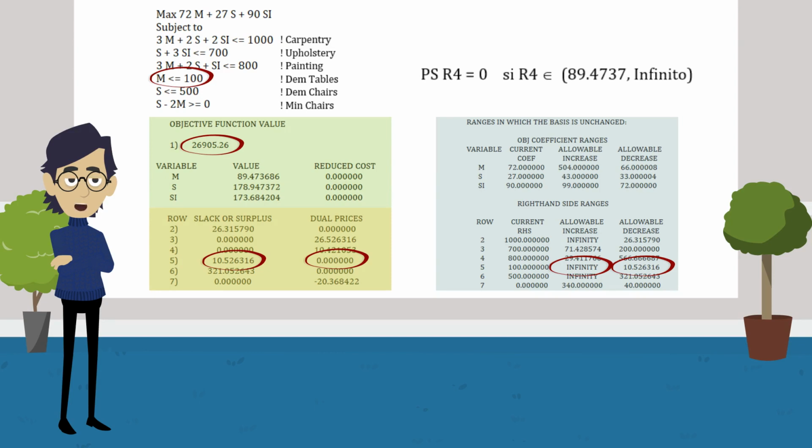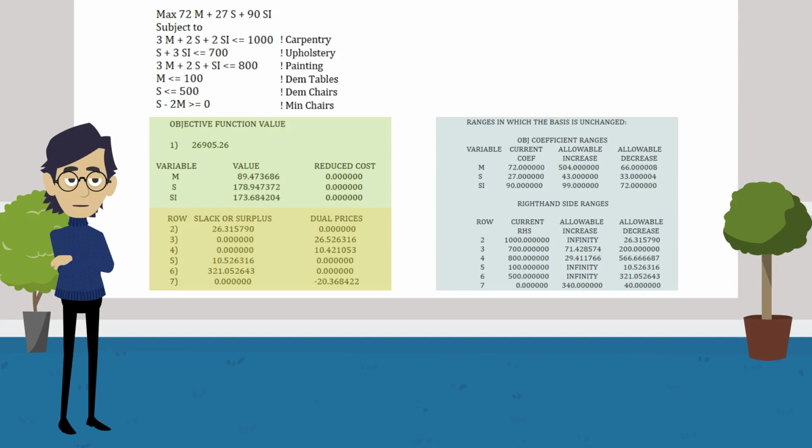Therefore, if a company seeks to sell you a marketing campaign to increase the demand of the tables, you should decline the offer. The interpretation of the fifth constraint is very similar to the previous one.